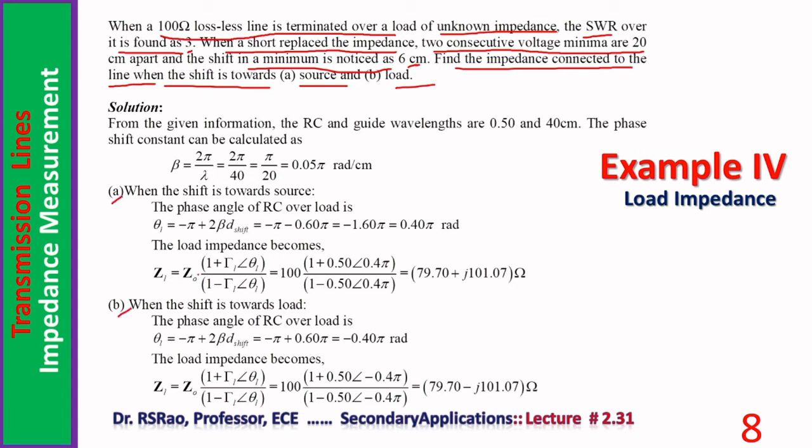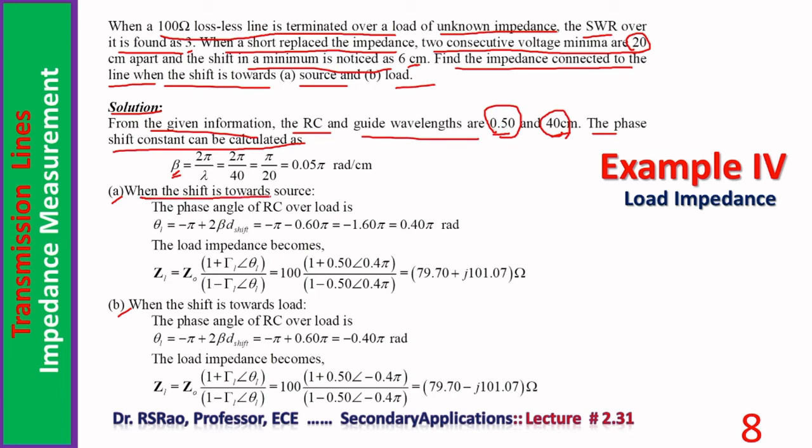Before going to the actual solution process, let us do some pre-processing. From the given information, the reflection coefficient magnitude and guide wavelength are 0.5 and 40 cm. The phase shift constant can be calculated as 2 pi by lambda. See, two consecutive voltage minima are 20 cm apart, so lambda by 2 is 20, so lambda is 40. Now, from lambda, beta can be computed. Okay. Now, how has this reflection coefficient come to be 0.5? From SWR, one can find magnitude of reflection coefficient. It is 0.5, right?